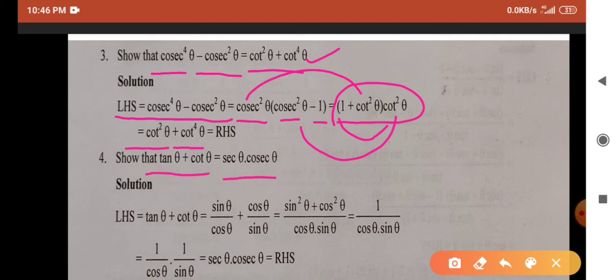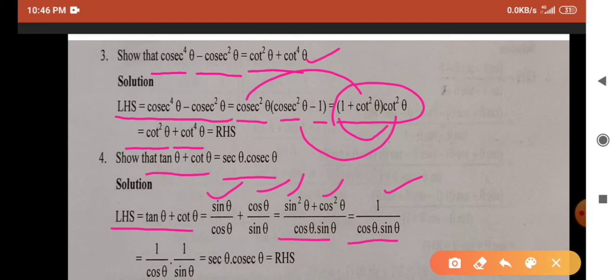The next problem here also: show that tan theta plus cot theta equals sec theta into cosec theta. Again consider LHS here, tan theta plus cot theta. Now tan can be written as sin theta by cos theta, and cot can be written as cos theta by sin theta. Now take LCM here, so cos theta into sin theta. Now cross multiply: sin into sin, sin square theta, and cos square theta. Therefore sin square theta plus cos square theta value is what? 1. Denominator cos theta into sin theta as it is.